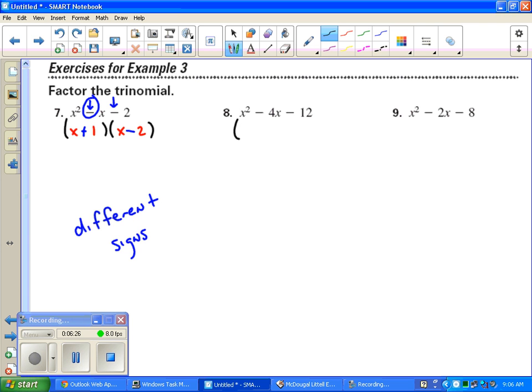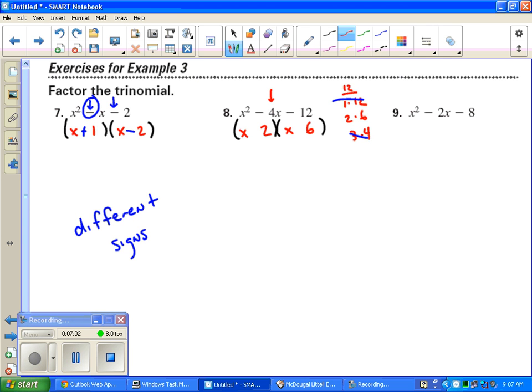Open up a set of parentheses for 8. X times x gives you x squared. Your factors of 12 again are 1 times 12, 2 times 6, 3 times 4. Which one of those, when you combine them, will give you the number 4? Because that's the number you're looking for, 4. 1 and 12 is either going to give you 13 or it's going to give you 11. That's not 4. 2 and 6 is either going to give you 4 or it's going to give you 8, so that's possible. And 3 and 4 is either going to give you 7 or 1. So 2 and 6 are the only ones that work.